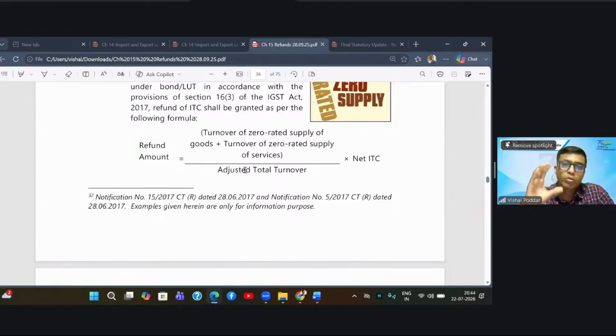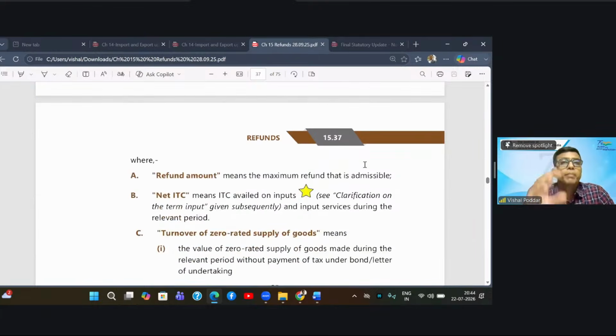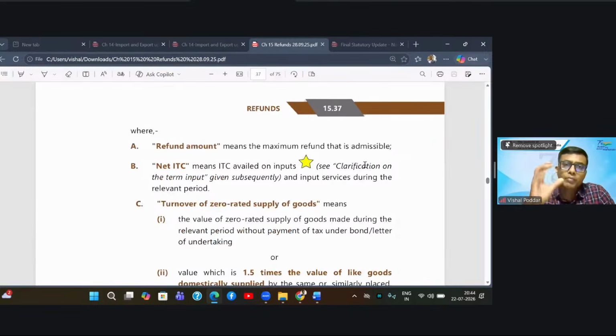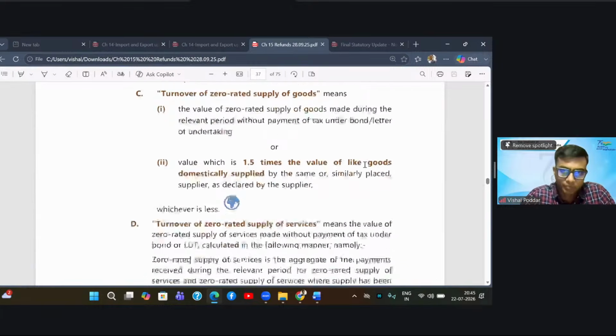Proportionate of what? So, how much of your outward supply is zero rated divided by what is your total turnover. So, it may happen that out of 100 rupees of total turnover, 60 is export, 40 is domestic. Now, we are allowing refund only for export. So, in the numerator, it will be 60, denominator, it will be 100. So, this will give you the proportion. This proportion is multiplied by net ITC.